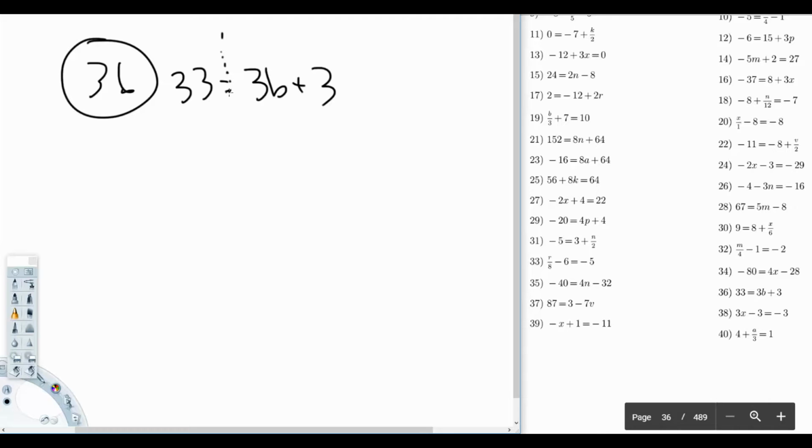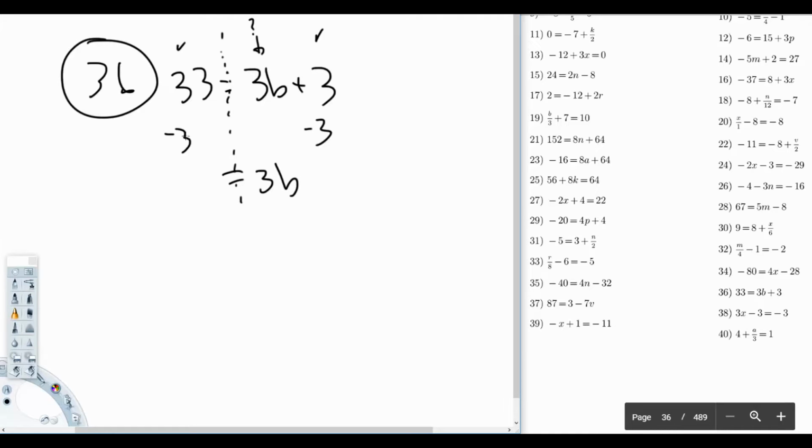Well, what do you always do? Separate the problem at the equal sign. Get the stuff you know on one side. Get the stuff you don't know on the other. We do not know what 3b is. We know what this guy is. We know what this guy is. So we're going to get rid of this plus 3 by doing minus 3, and minus 3 here.